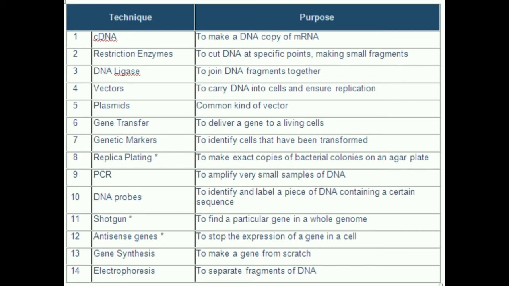on an agar plate, PCR, to amplify very small samples of DNA, DNA probes, to identify and label a piece of DNA containing a certain sequence, shotgun, to find a particular gene in a whole genome, antisense genes, to stop the expression of a gene in a cell, gene synthesis, to make a gene from scratch, electrophoresis, to separate fragments of DNA. So different techniques of recombinant DNA technology with a specific purpose are listed here.